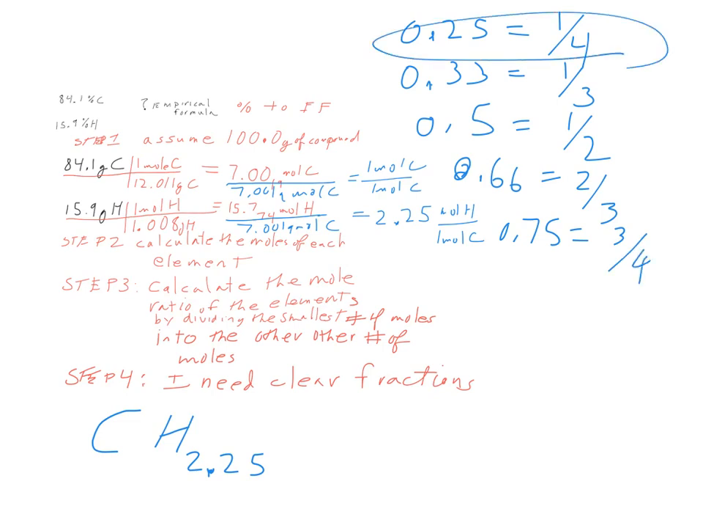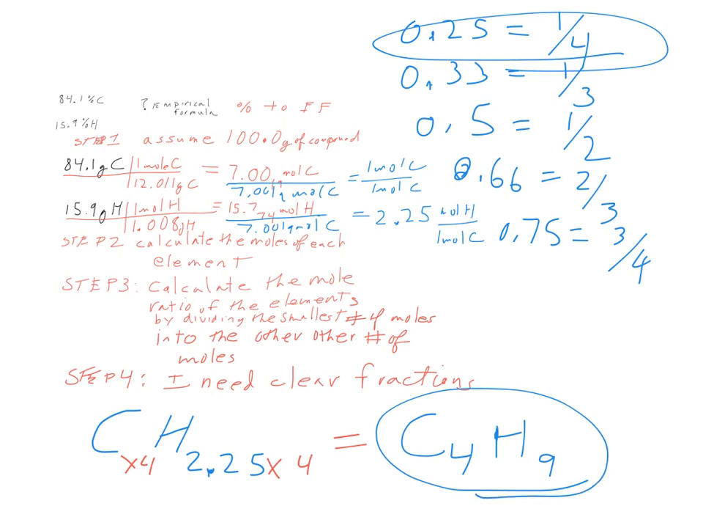So if I have 0.25, I have to get rid of that by multiplying through by 4, because you can't have 1/4 of an atom. So I'm multiplying through by 4 to clear my fraction. When I do that, I get an empirical formula of C4H, 2.25 times 4 is 9, so C4H9. If you've done this correctly, you won't be able to divide these numbers down by anything other than 1 and come up with a whole number.